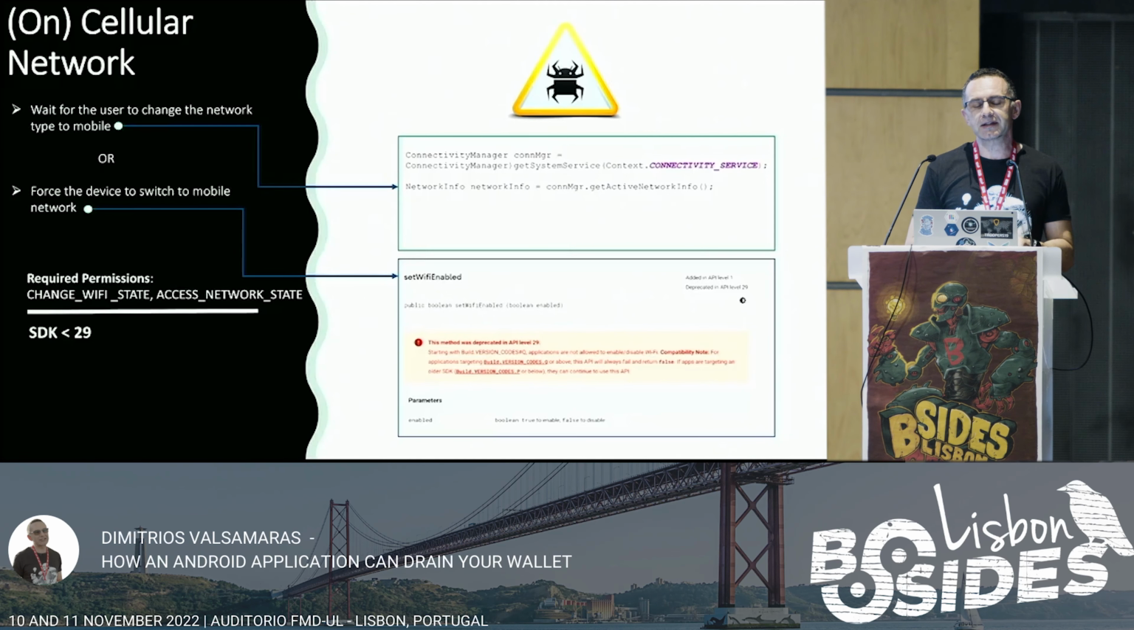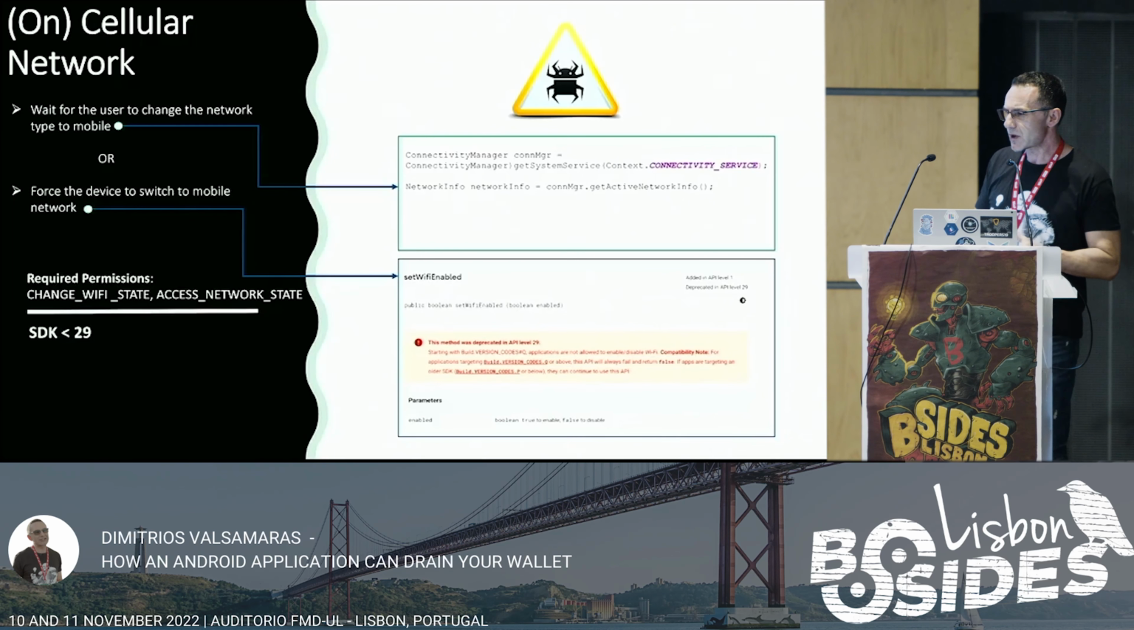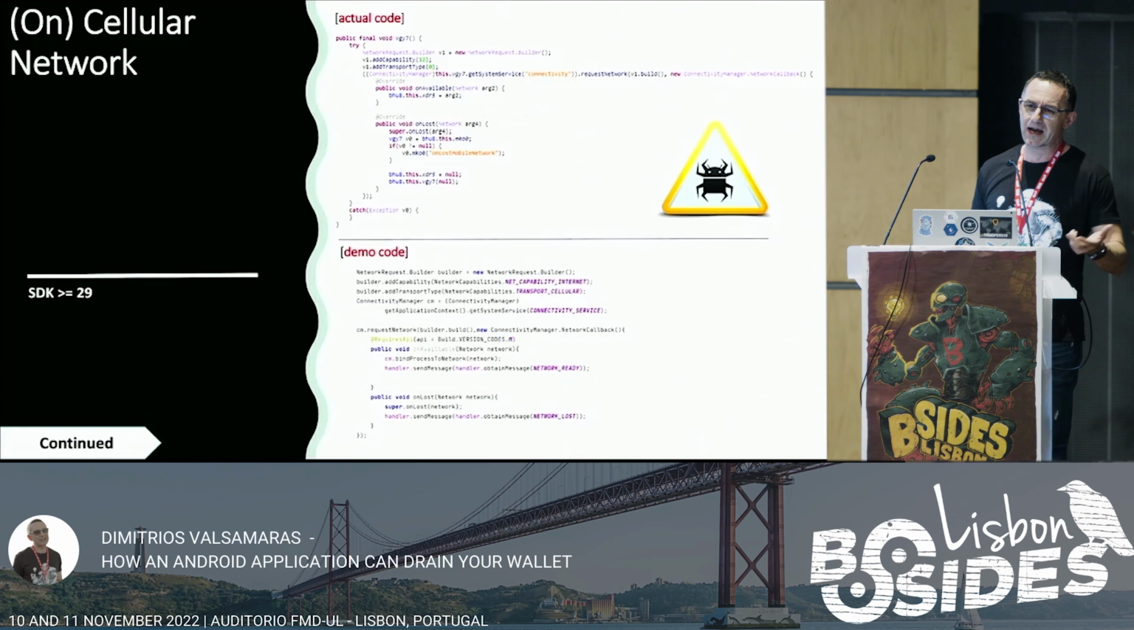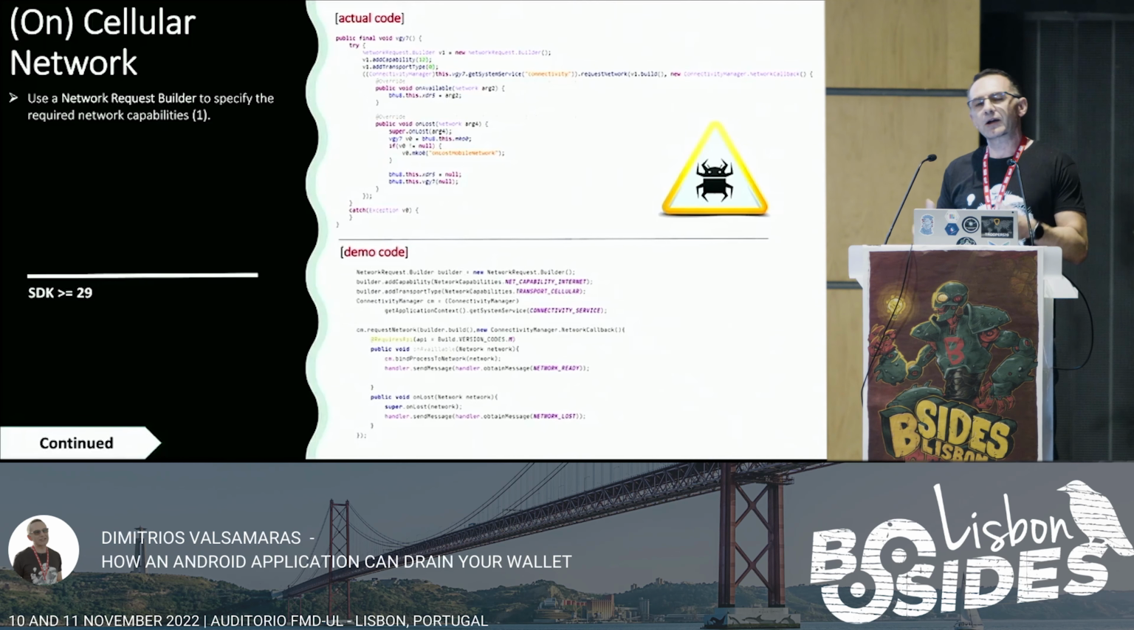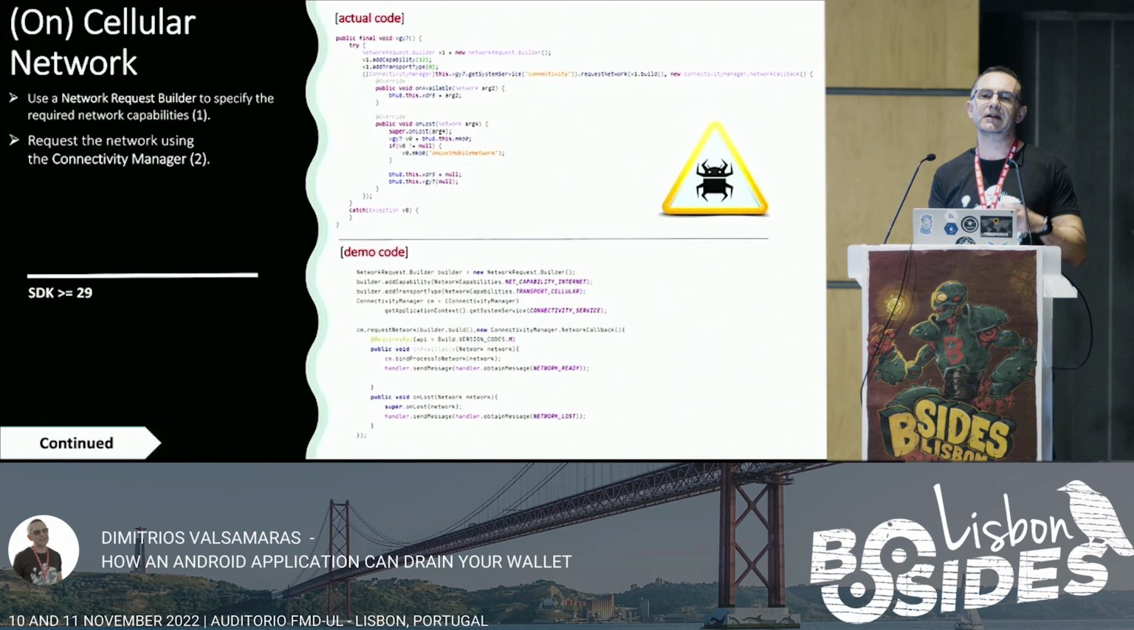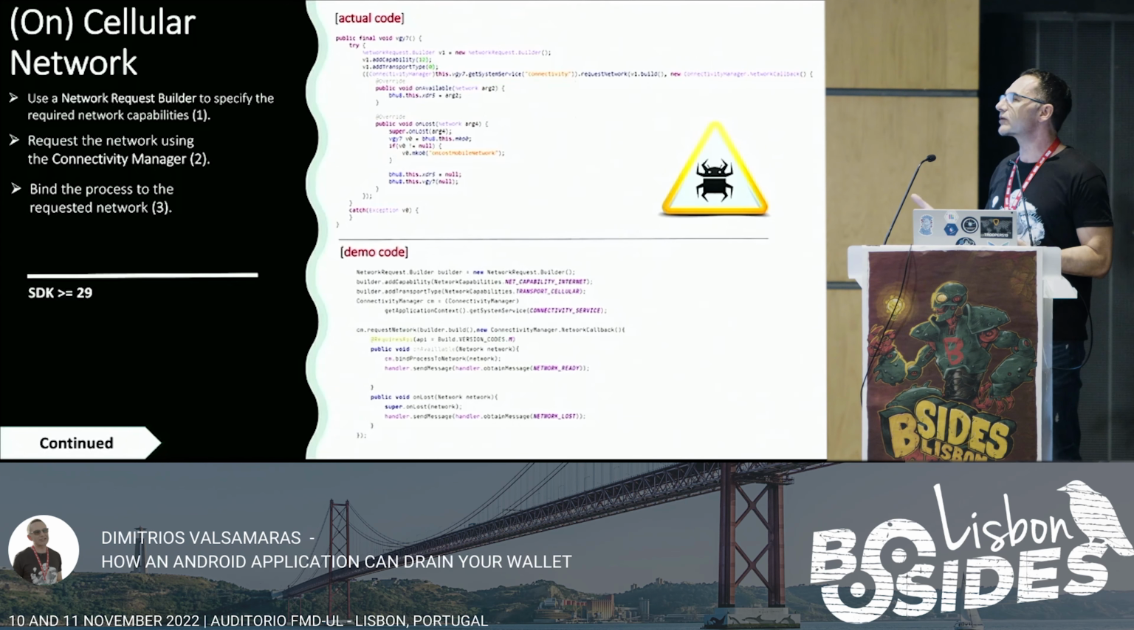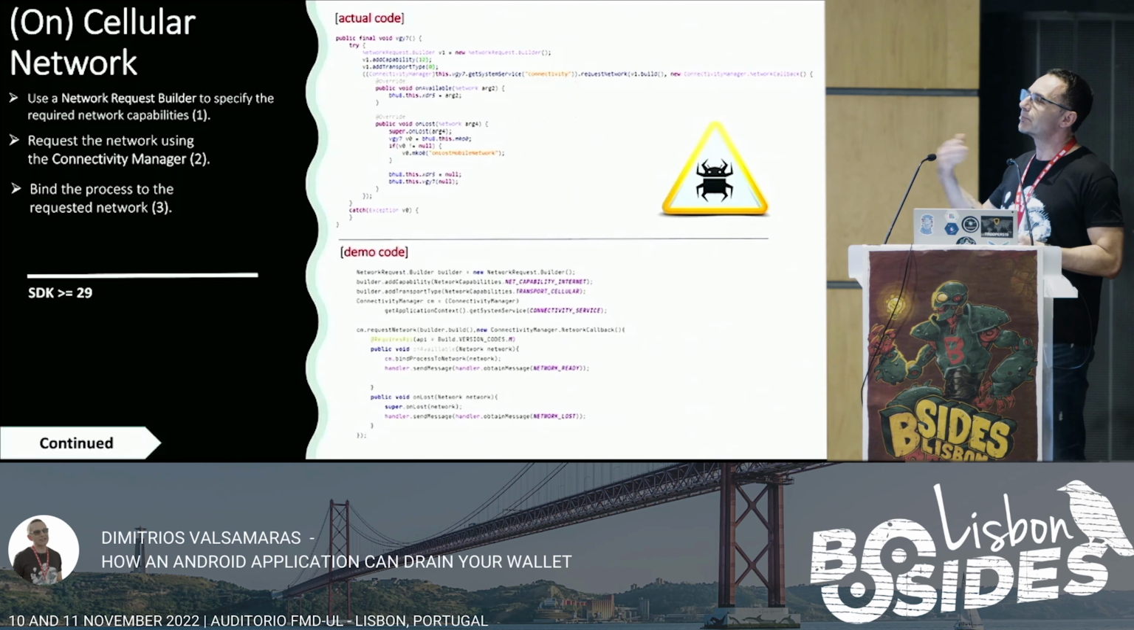Before SDK 29, this was done by using the setWifiEnabled method of the WifiManager class. After SDK 28, we saw something different. That method was deprecated in 29, so we saw something which was, I could say, better for the malware developers. They create a NetworkRequest Builder object, define some specific capabilities in this builder, then request this network from the ConnectivityManager, and finally, when this network is ready, bind the process to the network.